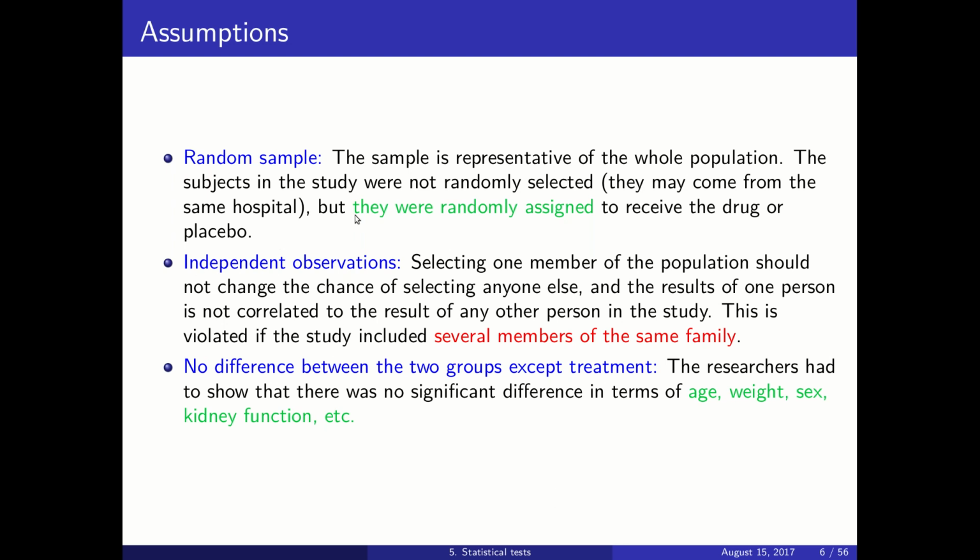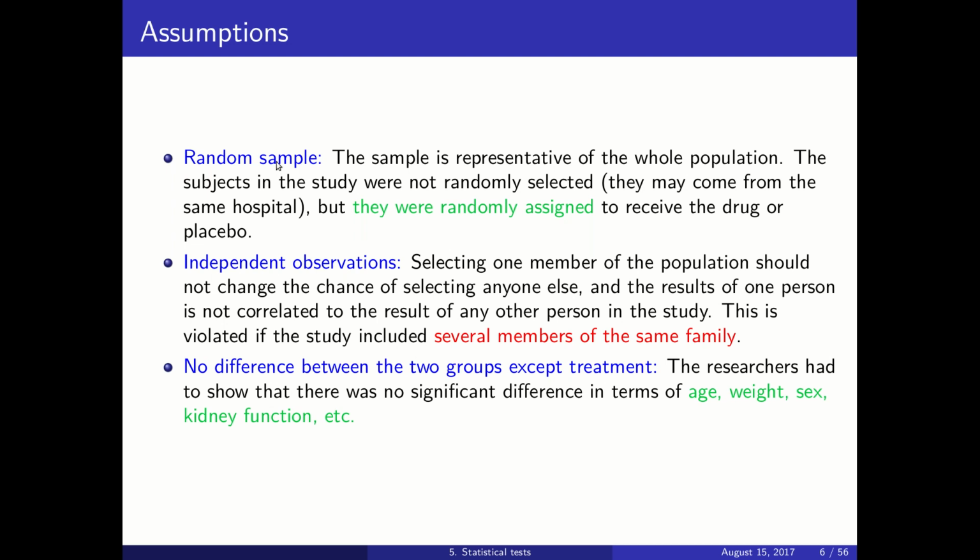So there are some assumptions when we do a test, and as always, these are the main 3 assumptions. Normally these are the assumptions of most tests, that the sample is random, the observations are independent, and there is no difference between the two groups except the treatment. So let's see each one of them.